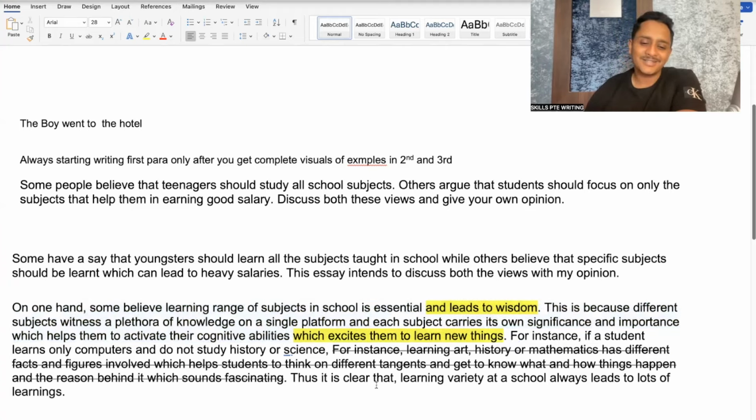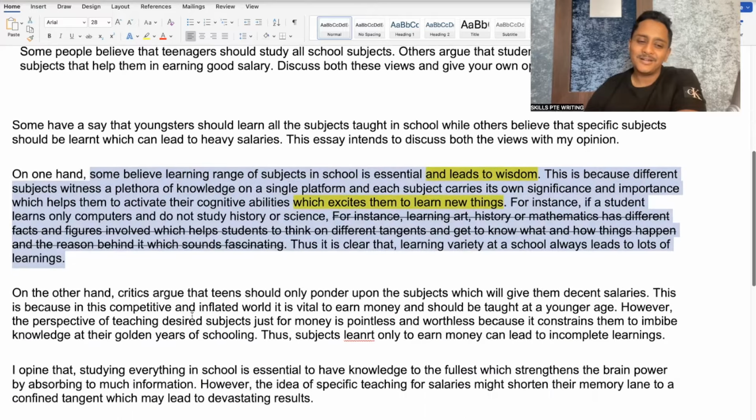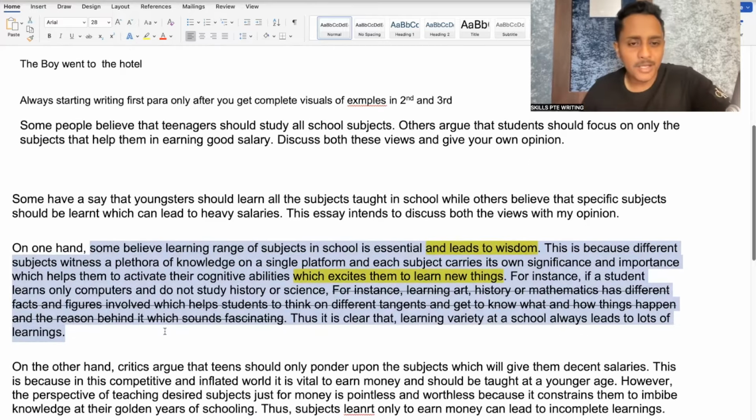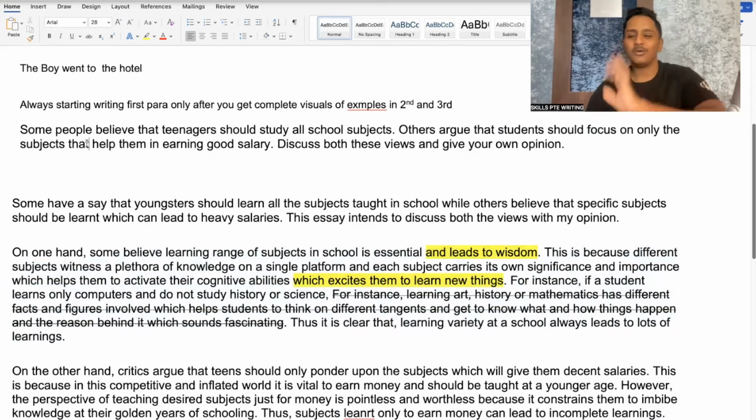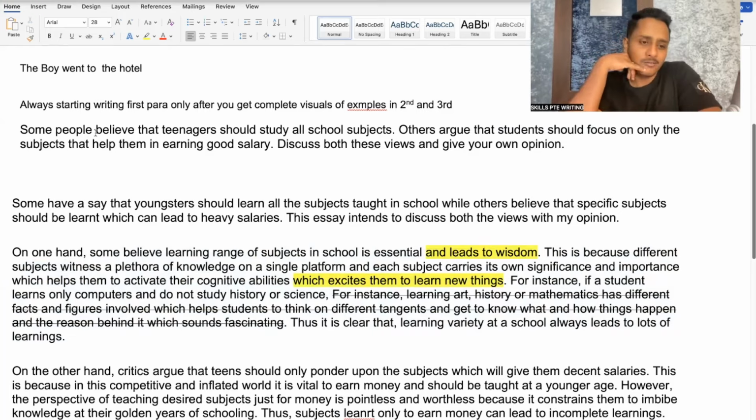So this is not very clear. Second part. Now she has to probe. Students should focus on only the subjects that help in earning a good salary. The moment I read the question, for example, if I write, what is that subject which earns good salary? Computer science.